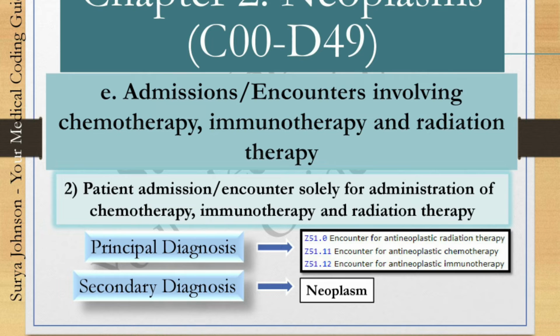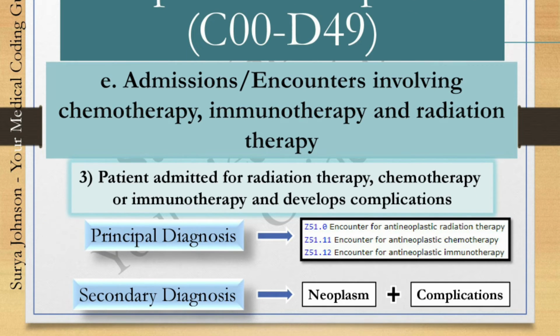You will code these followed by the neoplasm. The next one under this is the third one: patient admitted for radiation therapy, chemotherapy or immunotherapy and develops a complication. Because of this therapy, the patient has developed a complication and the patient is admitted to treat that complication. So, in this scenario, you will code the principal diagnosis as Z51 series, Z51.0 or Z51.11 or 12, followed by the neoplasm and then by the complication.